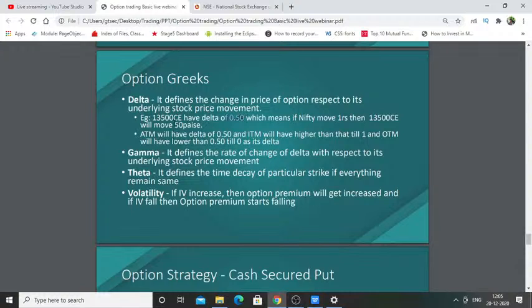If the stock price starts moving and that OTM option becomes ATM, which is at the money, then the delta will be around 0.50. Which means the delta is not a constant value. It will change as per the stock price movement. How much this delta is going to move is defined by gamma. Gamma defines the rate of change of delta with respect to its underlying stock price movement.